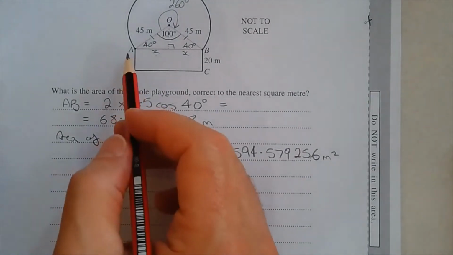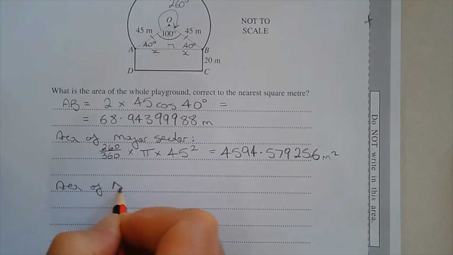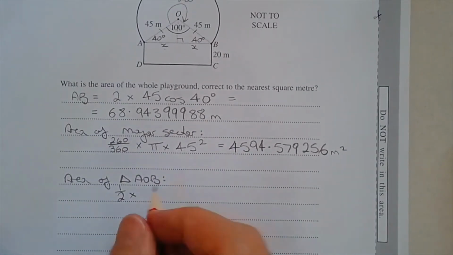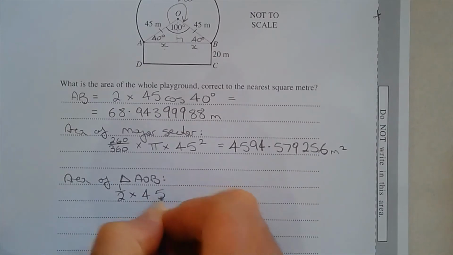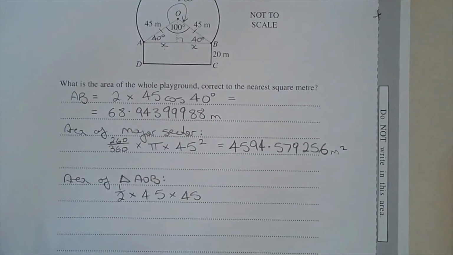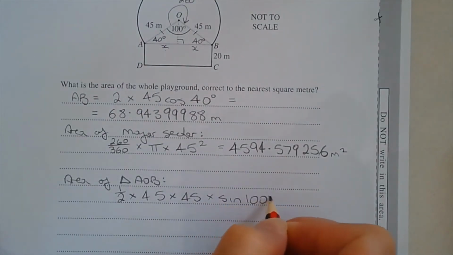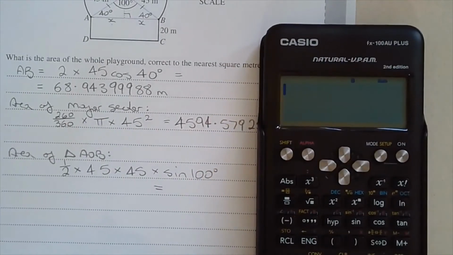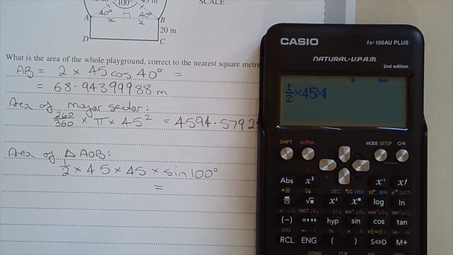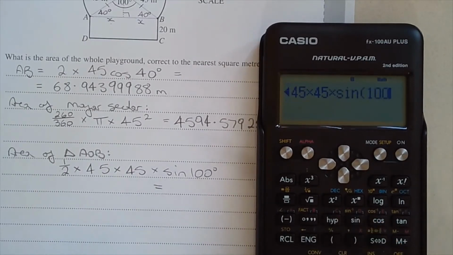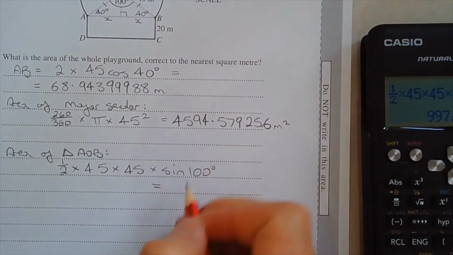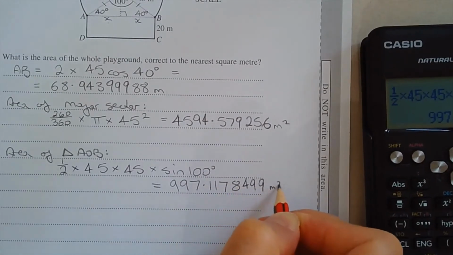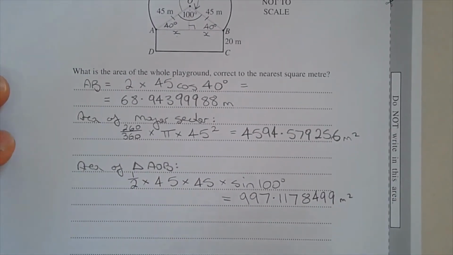Now area of triangle AOB. We have half ab sine C, so half multiplied by 45 multiplied by 45. Again, the two known sides and the included angle, multiplied by sine of 100 degrees. We'll just put the answer here since I'm running out of space. So half multiplied by 45 multiplied by 45 multiplied by sine of 100, and we get 997 with a decimal component, and that's that.